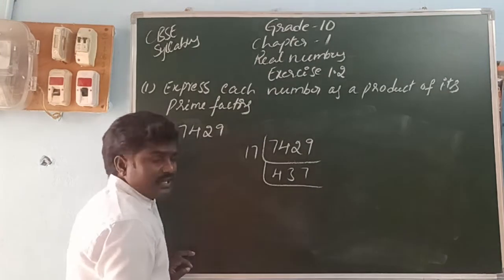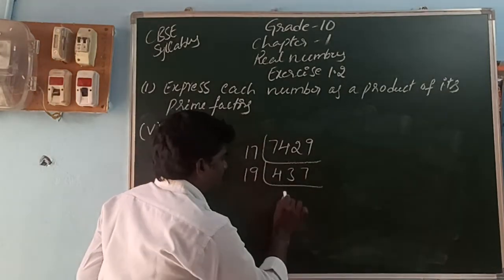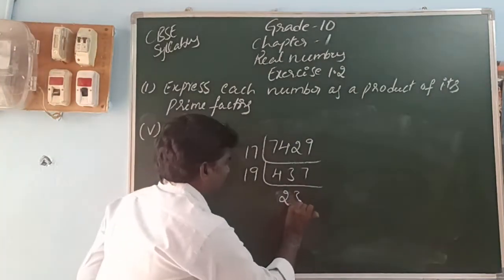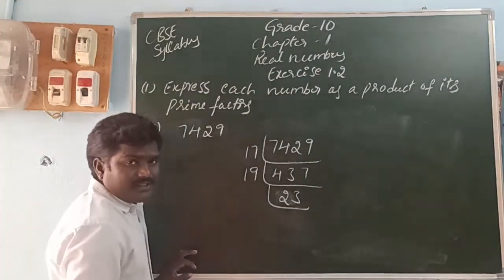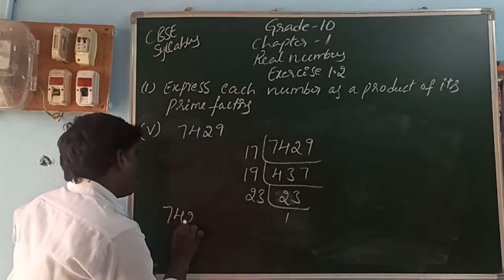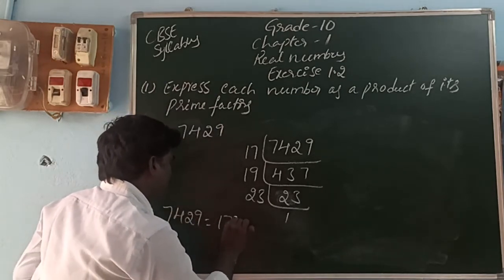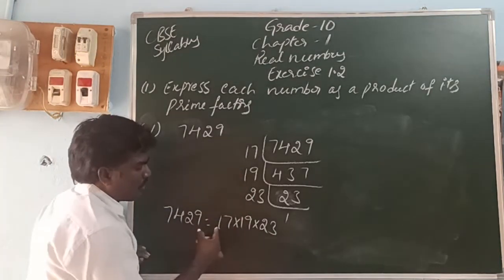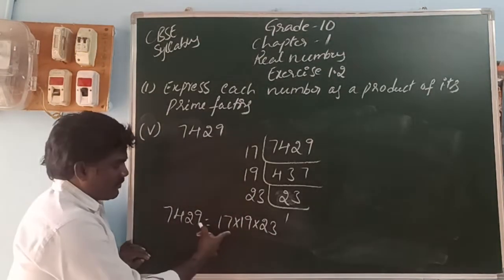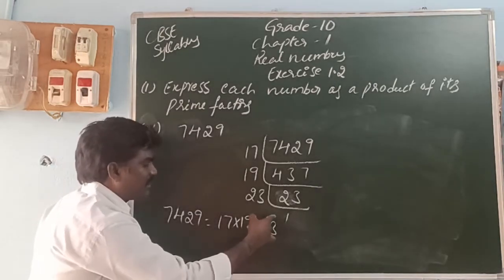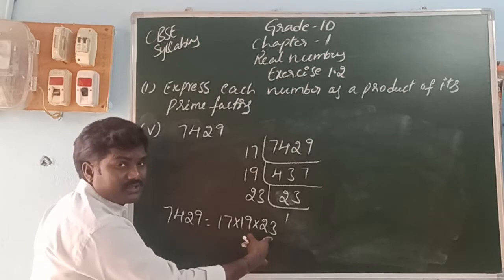Next 19. 19 into 3... 19 twos are 38, 19 threes are 57. So here 23 into 1. So 7429 we can write as 17 into 19 into 23. These three are consecutive prime numbers. 17 is a prime number, 19 is a prime number, 23 is a prime number. So these three are consecutive prime numbers.